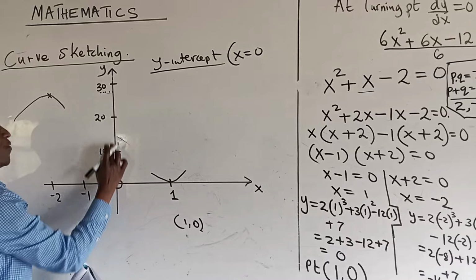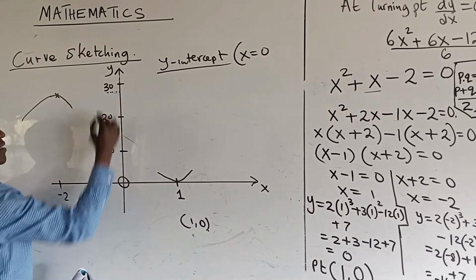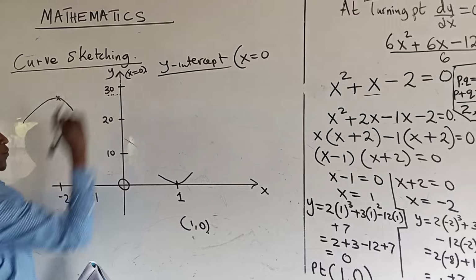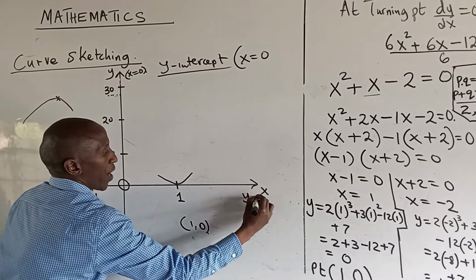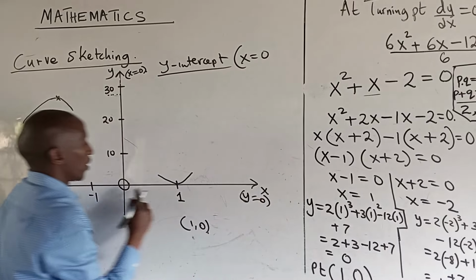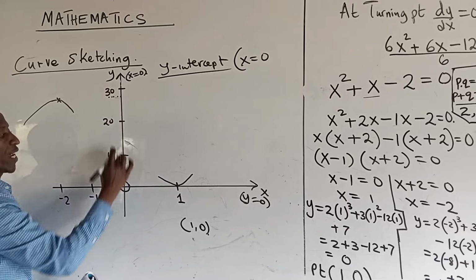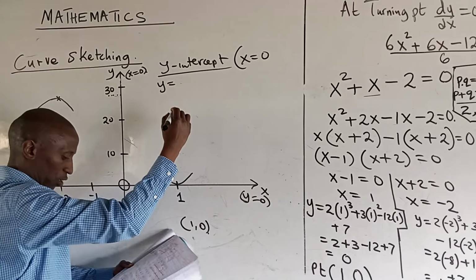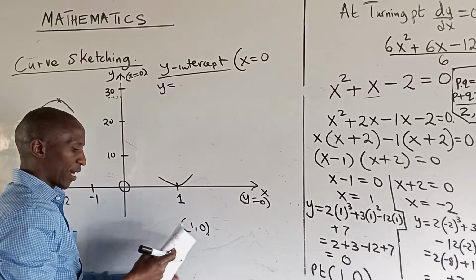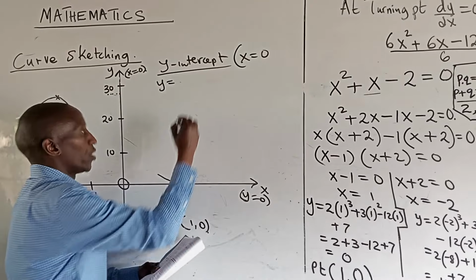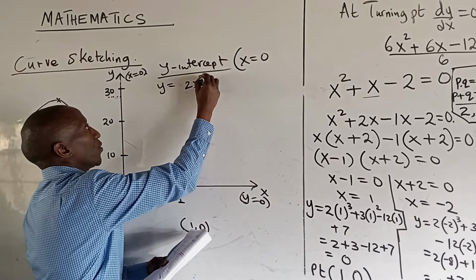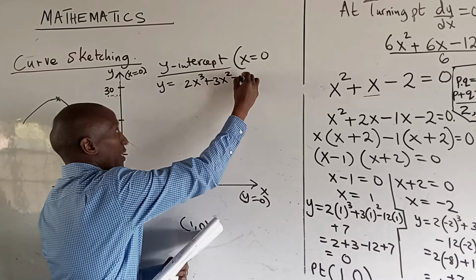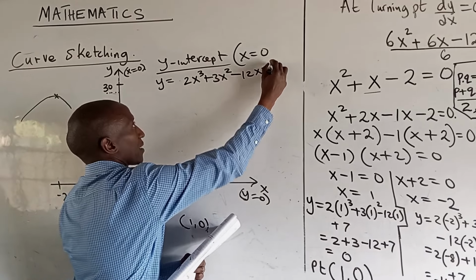So we are moving around this axis, the y-axis, also known as x is equal to 0. This is known as y is equal to 0. At what point will the curve cut the y-axis? The curve is y is equal to 2x cubed plus 3x squared minus 12x plus 7.